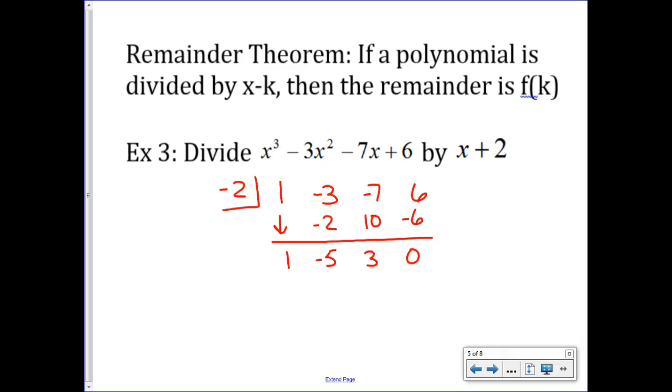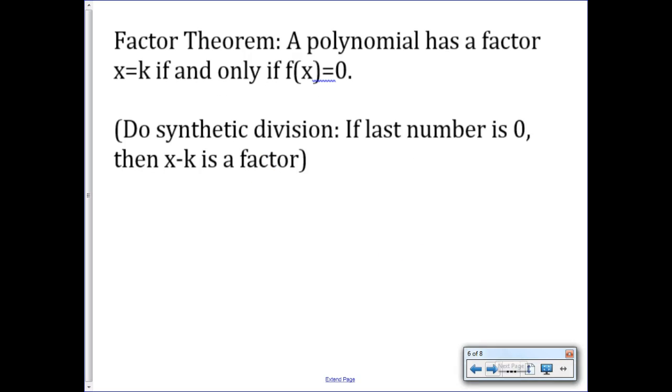So bring this down by 1 degree. Since we started at x cubed, we have x squared minus 5x plus 3. No remainder. That's my answer. So when there is no remainder, then the factor theorem tells us that a polynomial has a factor x minus k if and only if f of k equals 0. So do synthetic division. If the last number is 0, then x minus k is a factor. So x plus 2 was a factor in that previous example since we had no remainder.